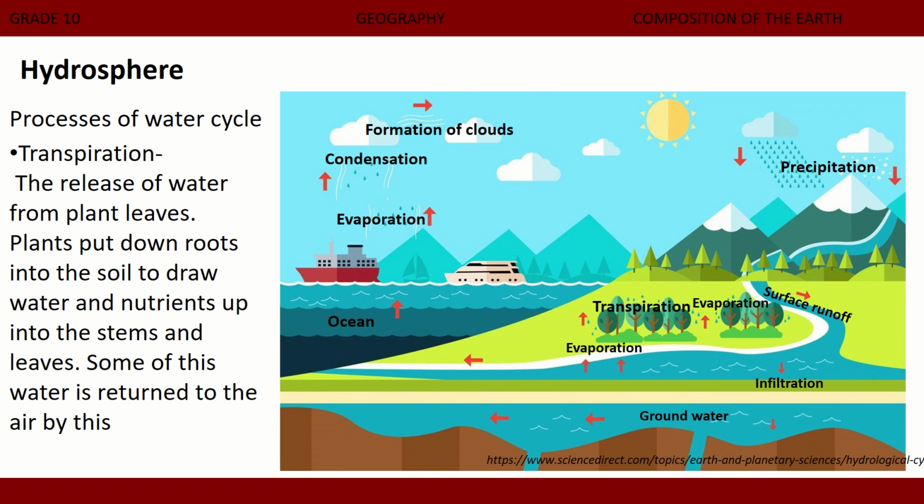Transpiration. The release of water from plant leaves. Plants put down roots into the soil to draw water and nutrients up into the stems and leaves. Some of this water is returned to the air by this process of transpiration.